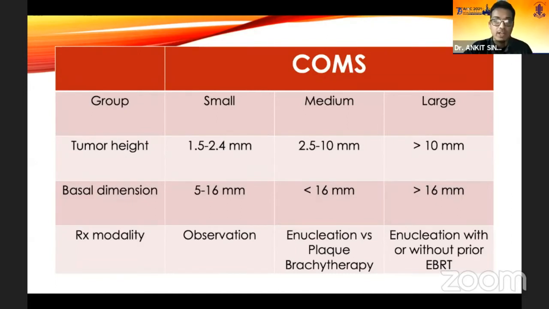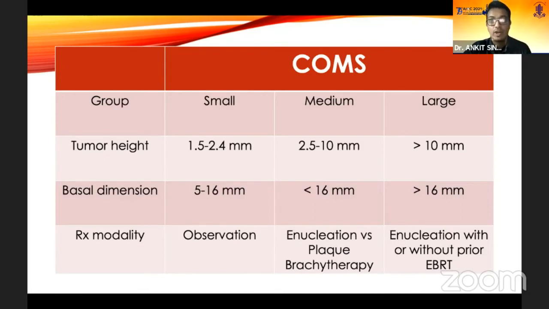While we talk about the management of choroidal melanoma, I need to address the Collaborative Ocular Melanoma Study, which is a large multi-center study and is an excellent example across medicine as to how to study rare disorders. Here they enrolled nearly 2,500 patients in the 1980s in America and Canada across 43 centers. Three tumor classes were defined based on tumor height and basal dimension. The small melanomas were observed, medium size were randomized between enucleation and plaque brachytherapy, and the large tumors had enucleation with or without irradiation.